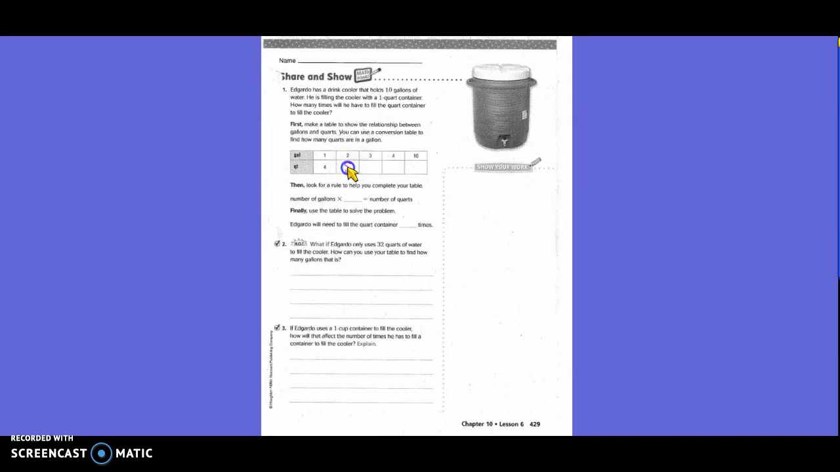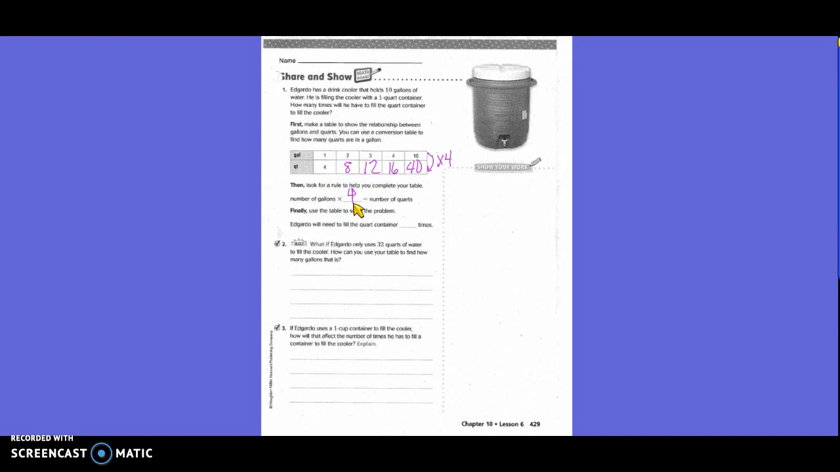8. So basically, to go from gallons to quarts, I am multiplying by 4. Okay, so 3 times 4 is 12. 4 times 4 is 16. 10 times 4 is 40. Then look at the rule to help you complete your table. Number of gallons times 4 equals the number of quarts, so we just did that.